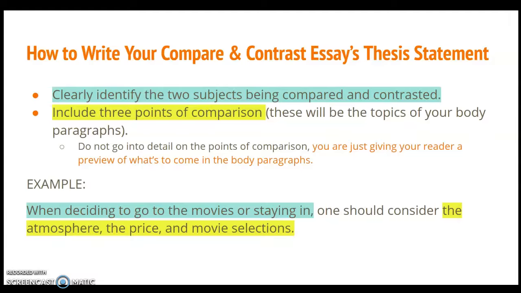The first thing you need to do is clearly identify the two subjects that you will be comparing and contrasting. Then you are going to list the 3 points of comparison. These will be the topics of your body paragraphs, okay? When you're doing this, you're not going to go into details about each point of comparison. You're just giving your reader a preview of what's to come in the body paragraphs.